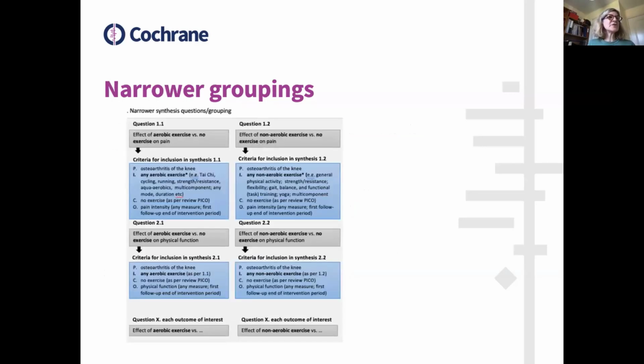Okay, once you've gone broad, you might want to get even more focused and have narrower groupings for the syntheses that you want to put together. So if you look at question 1.1 and question 1.2, you can see that we've further split down that exercise intervention into different types of exercise. So you might want to think about aerobic exercise, and you might also want to look at non-aerobic exercise and consider those two questions separately. And that might be important to answer the questions that are important to stakeholders, and those may be logical groupings. So again, we're breaking down your initial big review question into smaller questions and thinking about what those smaller questions might be.